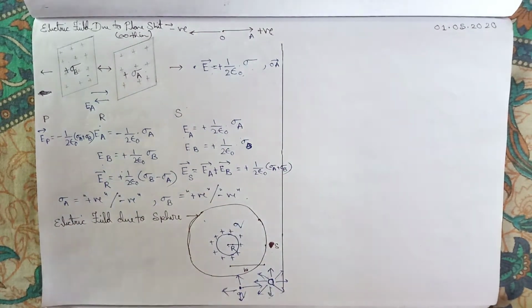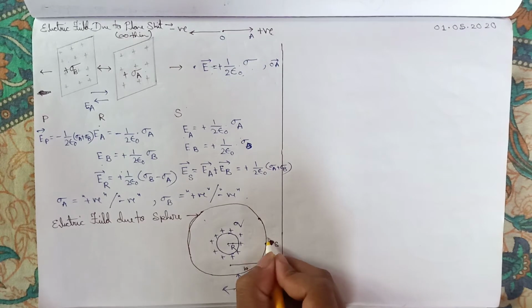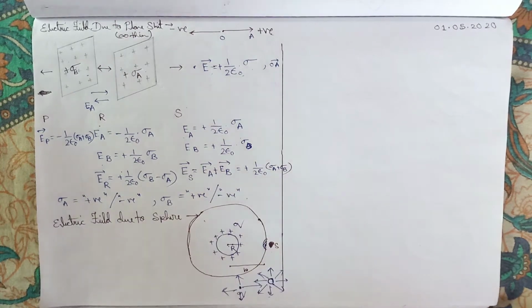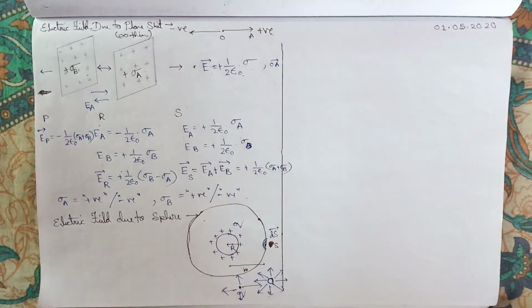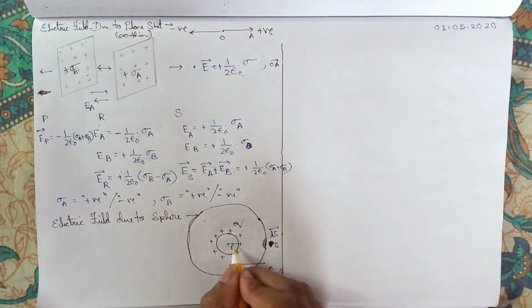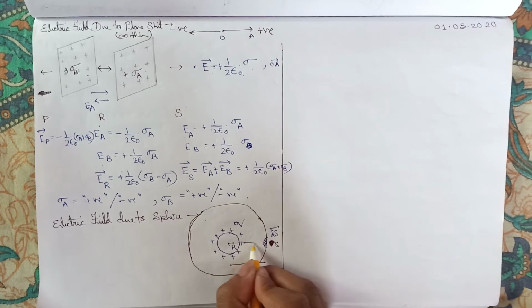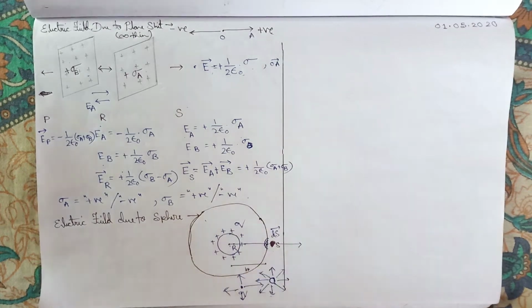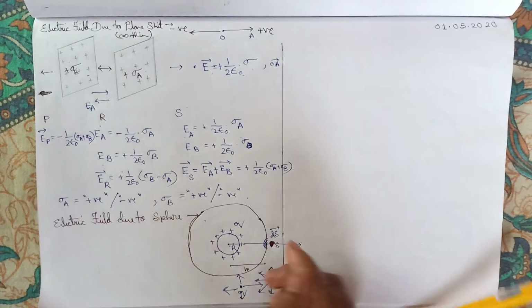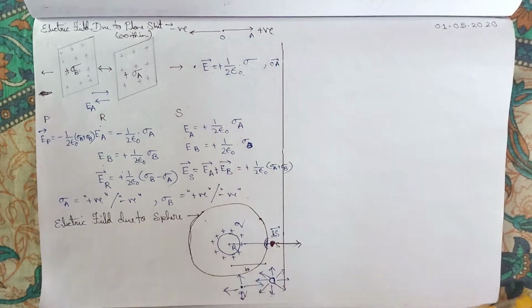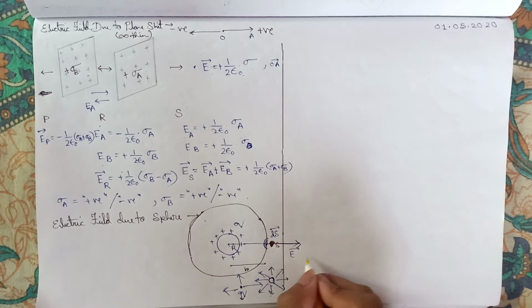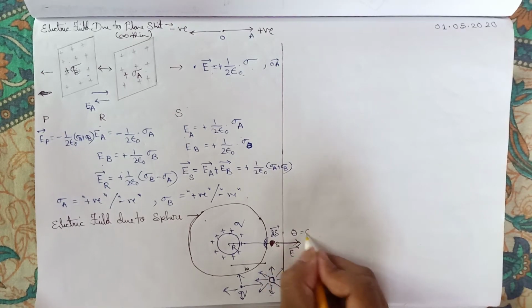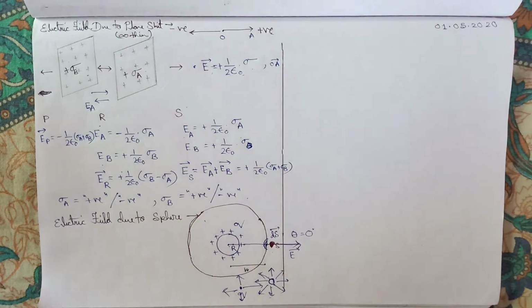So what will we do? We just take an elementary portion, area ds. The electric field direction for this element is along this direction, and the ds direction is also along this direction, right? So what is the angle between ds and the electric field? The angle theta is 0 here because they are along the same straight line.